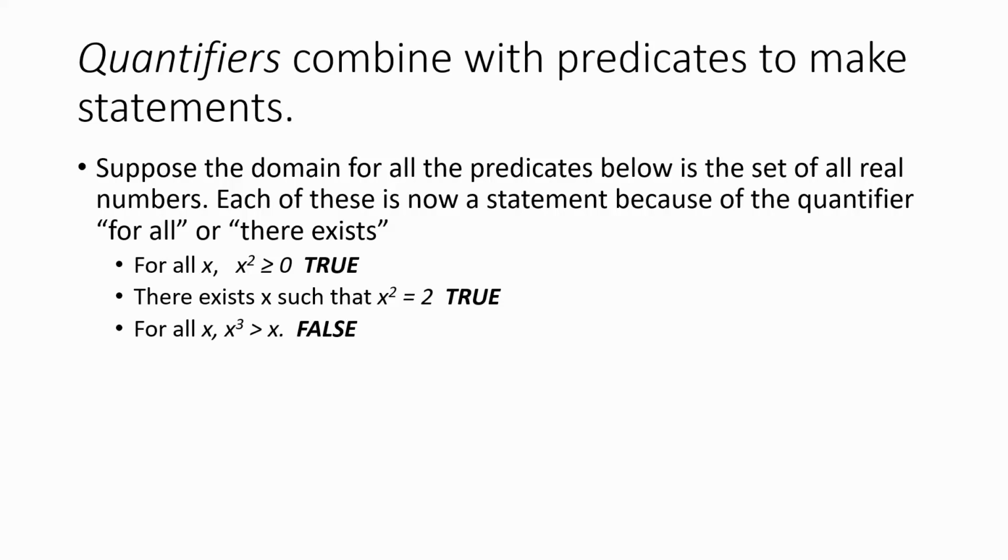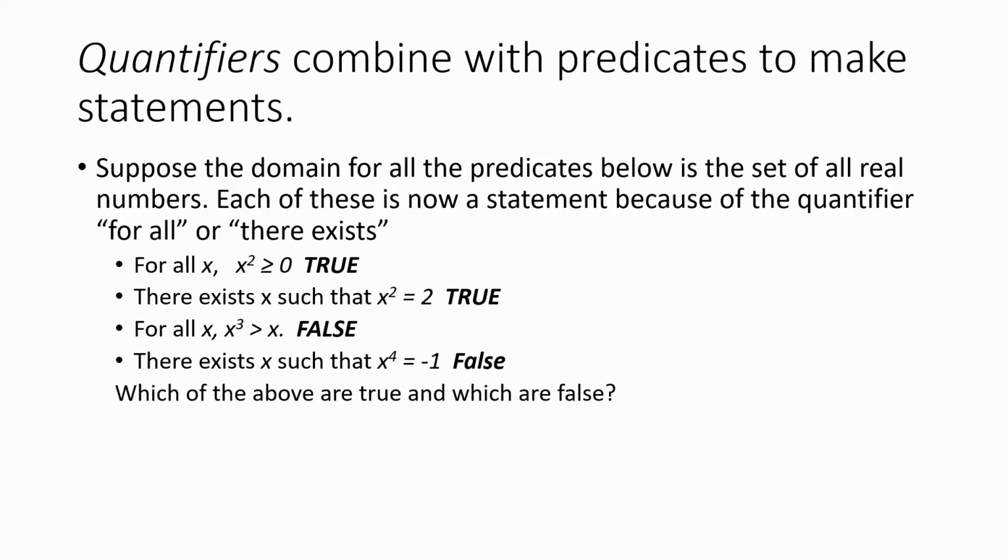For all x, x cubed greater than x is false. For example, if x is 1/2, then 1/2 cubed is not greater than 1/2. There exists an x such that x to the fourth equals negative 1 is also false, because if you take any real number and raise it to the fourth power, you get a positive.